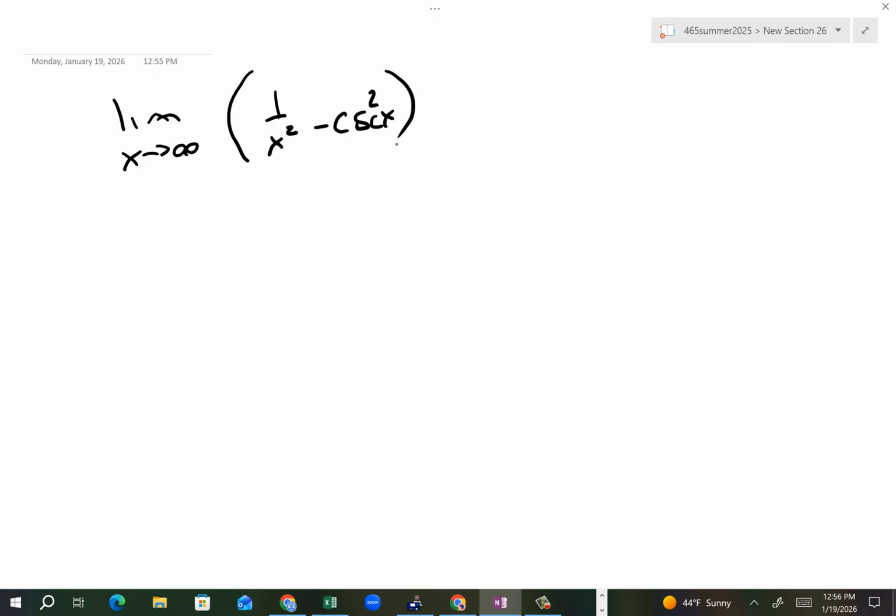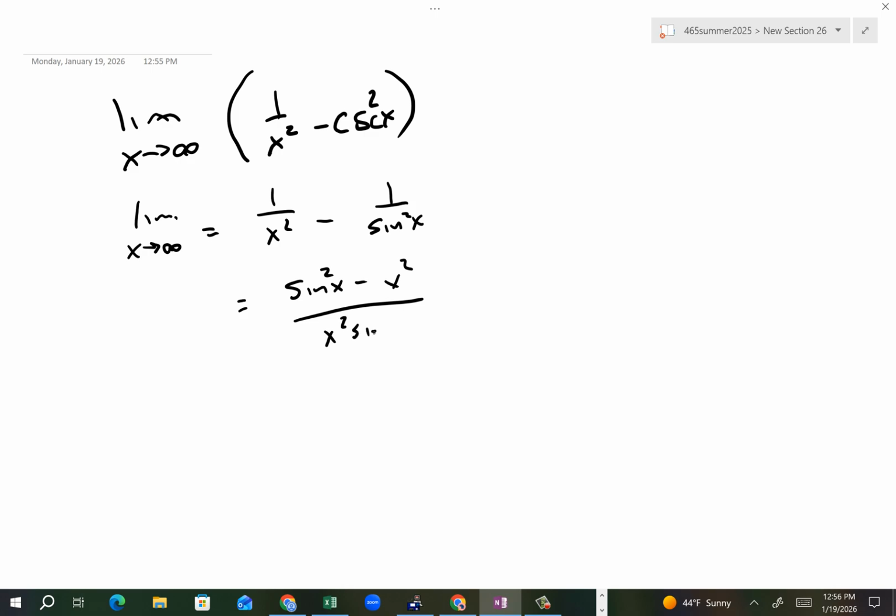Now, this one here, you're like, Groom, I only see the one division problem. True. What is cosecant doing, though? Cosecant's bouncing, so this one's kind of weird. So we need to get a common denominator. The limit as x approaches infinity of, well, this is 1 over x squared minus 1 over sine squared. Okay? So I need a common denominator. That's going to be sine squared minus x squared over x squared sine squared. And I'm going to take the limit of that mess.